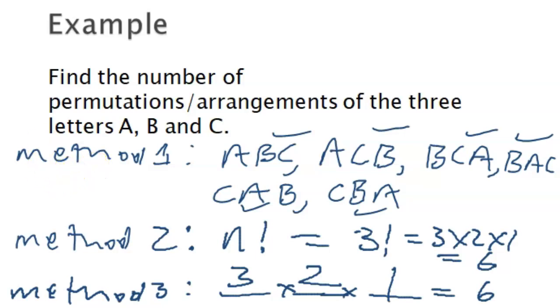So notice, in method 1 we simply list the different arrangements. Method 2 is the formula n factorial, where n is the amount of characters, in this case 3 characters. And method 3 is what we call the box method.